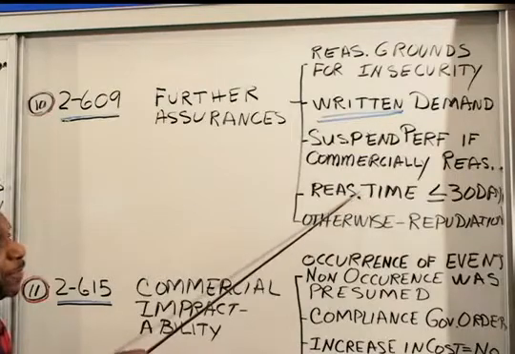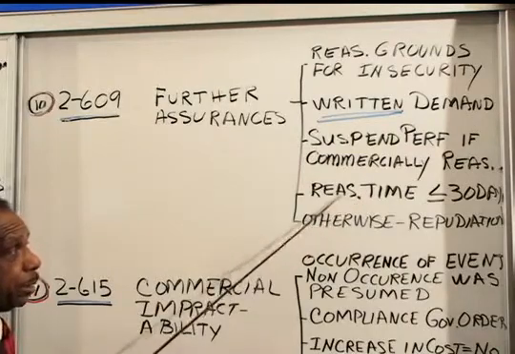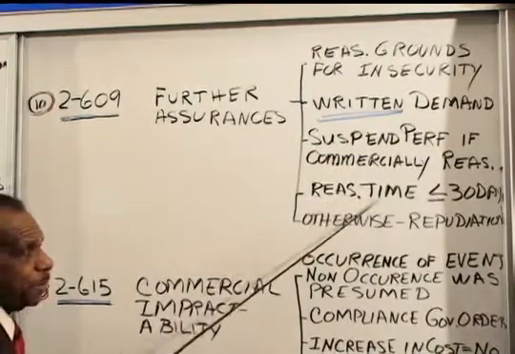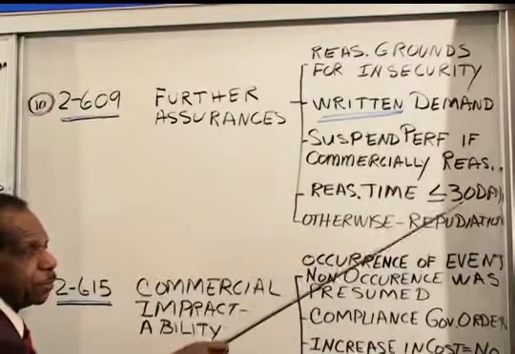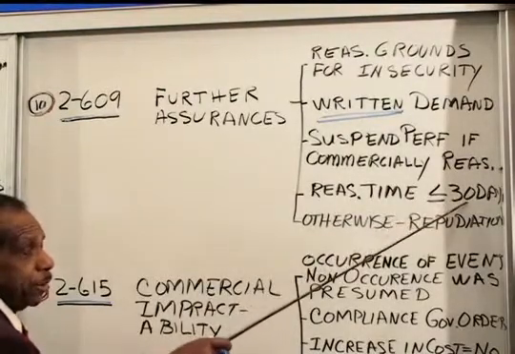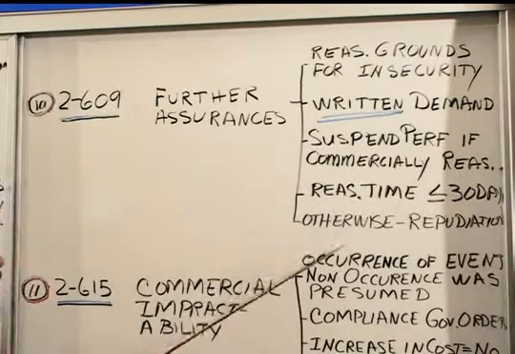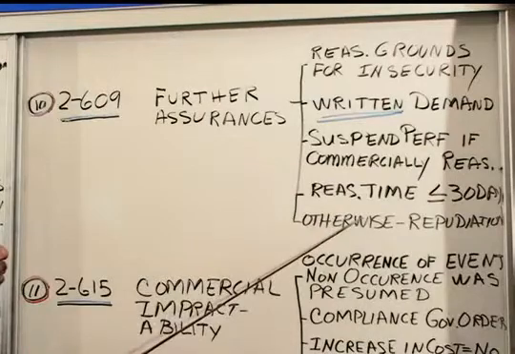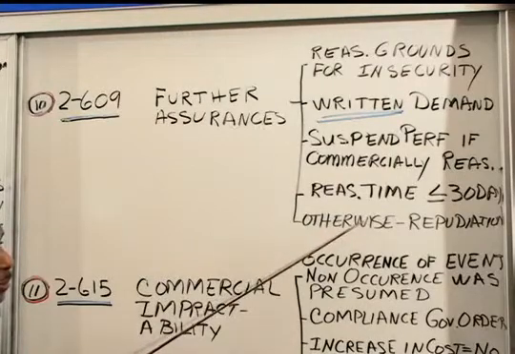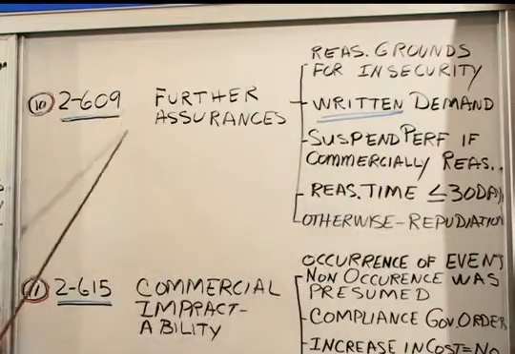The amount of time that they have to respond to your written demand is a reasonable time, but less than or equal to 30 days. Reasonable time not to exceed 30 days. And finally, if you do not get the further assurances, that's a repudiation. And that's what 2-609 provides.